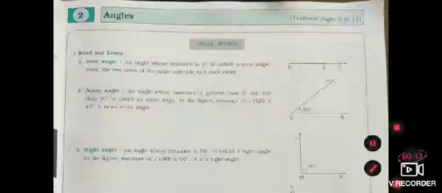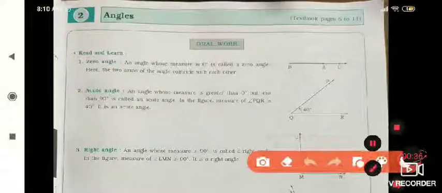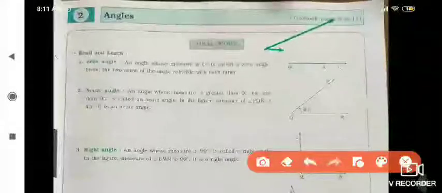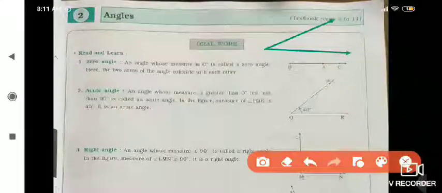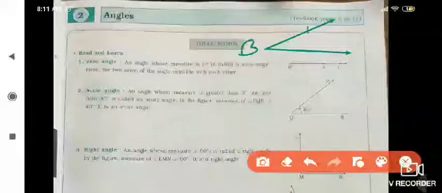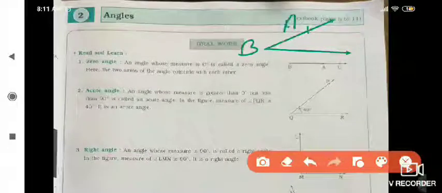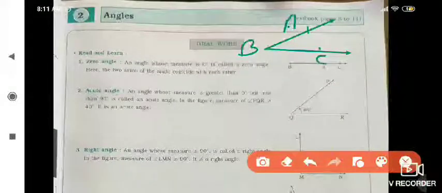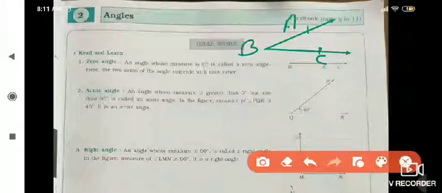Okay, so first of all we will see the angles. So what is an angle? If two rays intersect each other at one point, as you see here, there are two rays and they intersect each other at one point, suppose B, and this ray BA and ray BC meet at point B. This figure is called an angle.